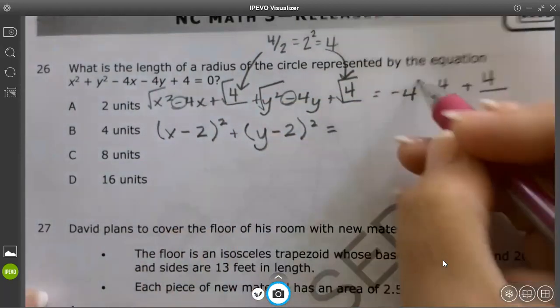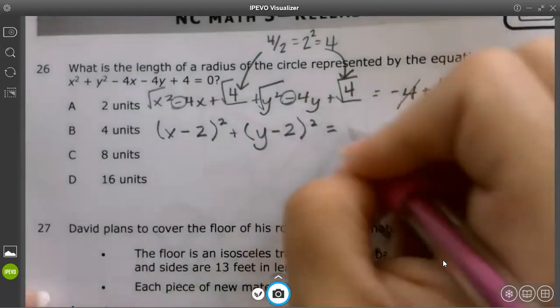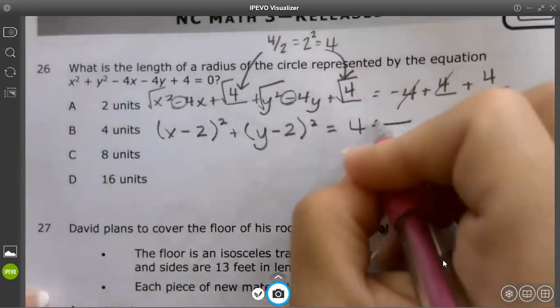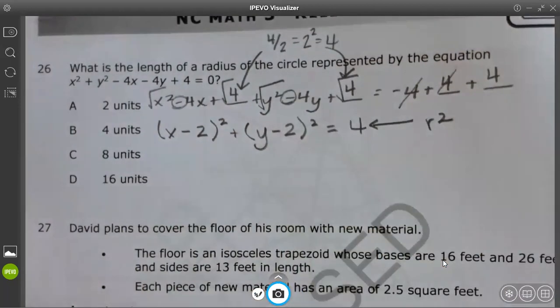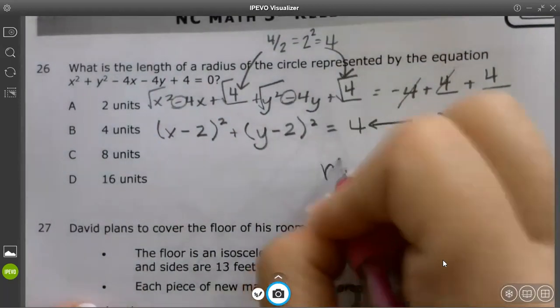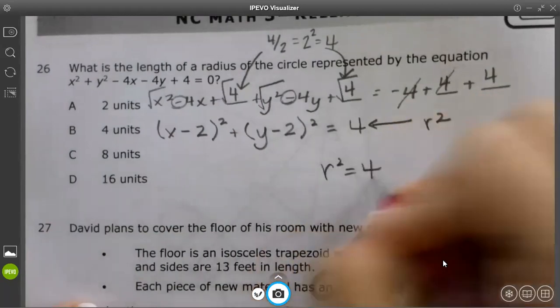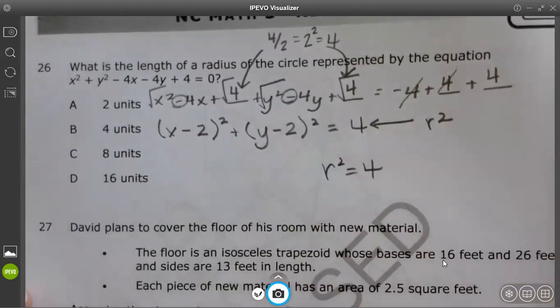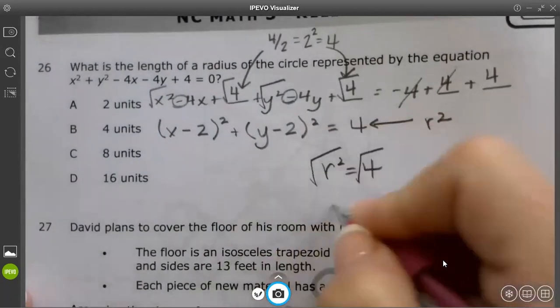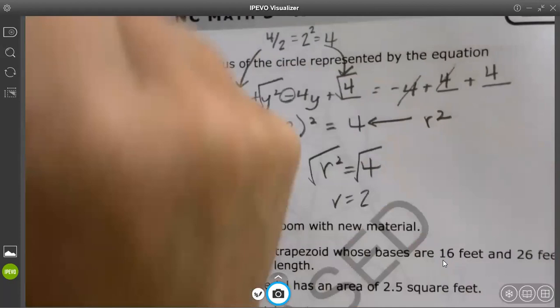And then clean this up. A negative 4 and a positive 4 cancel out, and we just have 4. Remember that this last number is the radius squared. It is not the radius. So the radius squared is 4. How do I find the actual radius? Square root of, what's the square root of 4? Perfect. So your answer on this one should have been 2.